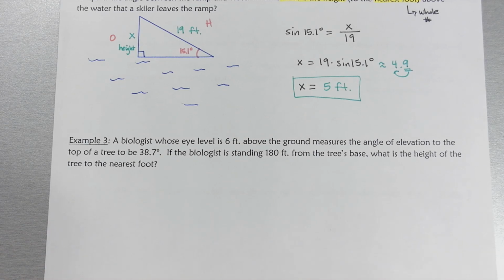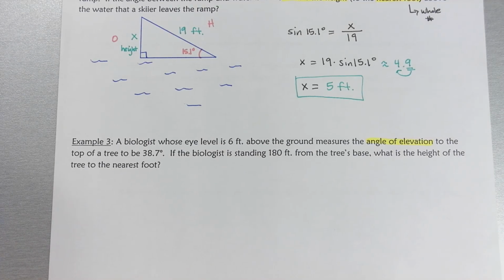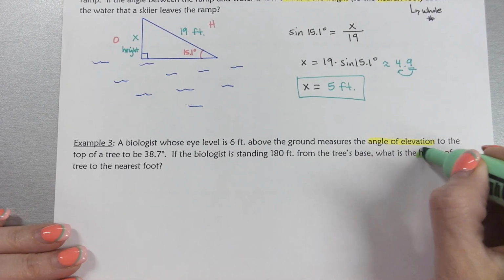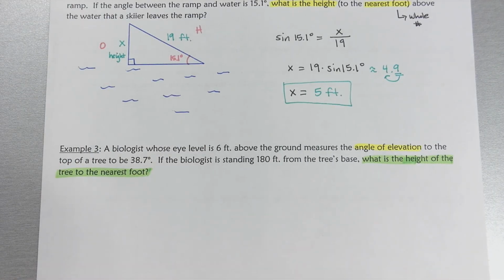All right, in example 3, there's a biologist whose eye level is 6 feet above the ground, and they measure the angle of elevation to the top of a tree to be 38.7 degrees. The biologist is standing 180 feet from the tree's base, and what we need to do is find the height of the tree to the nearest foot. Okay, so again, we're rounding to the nearest whole number. So I showed you this on our opening slide today, but let's just do a little information box.